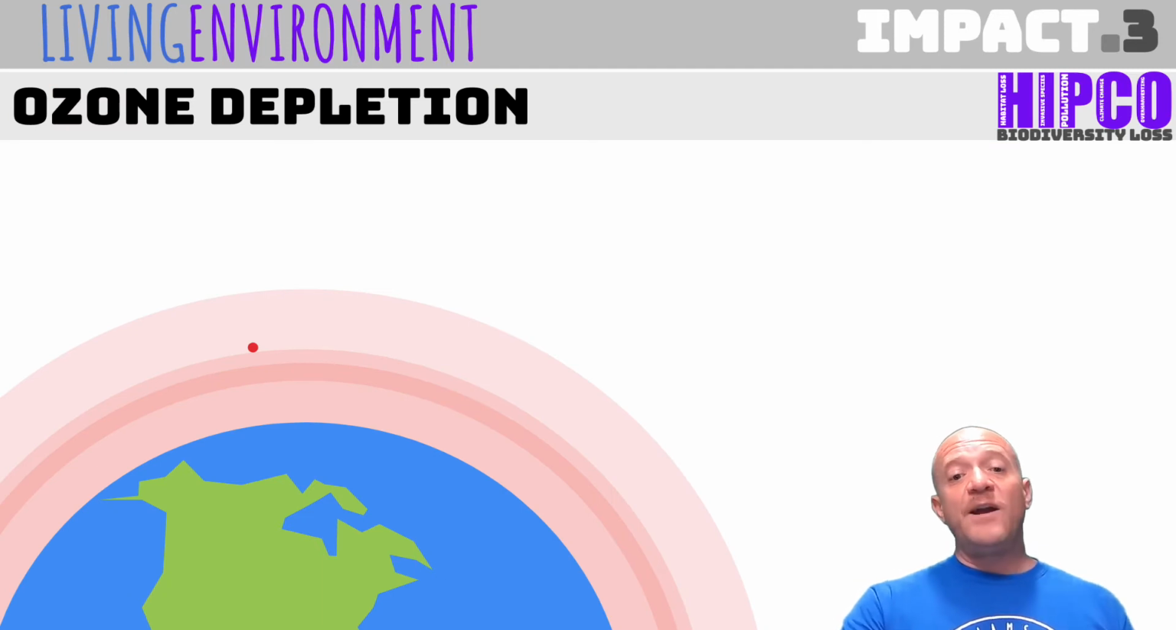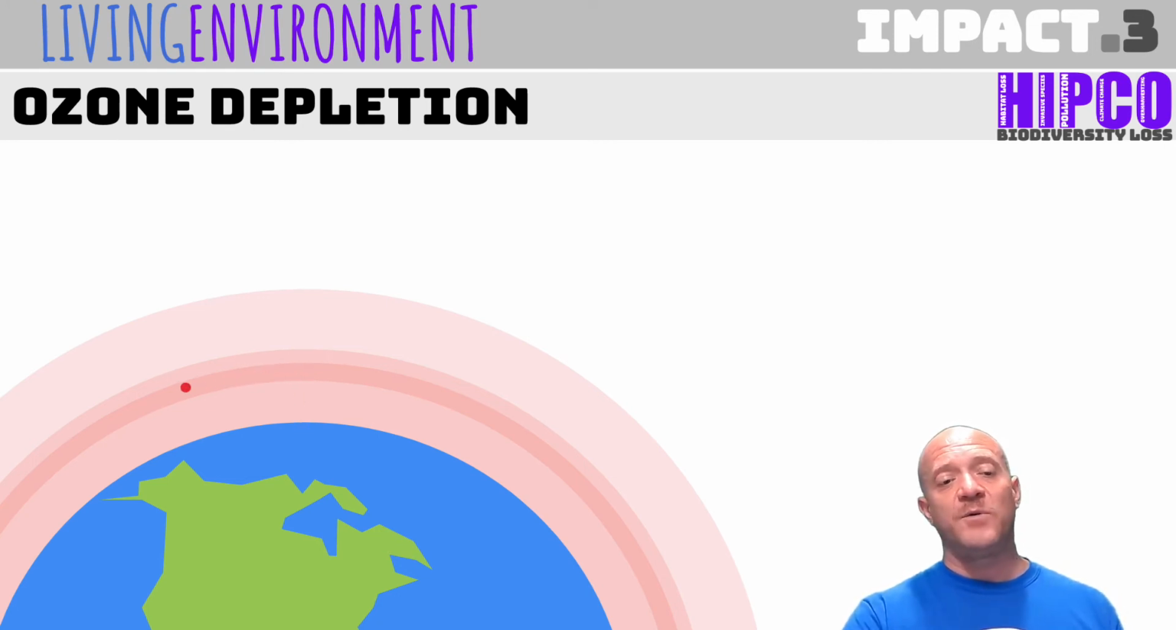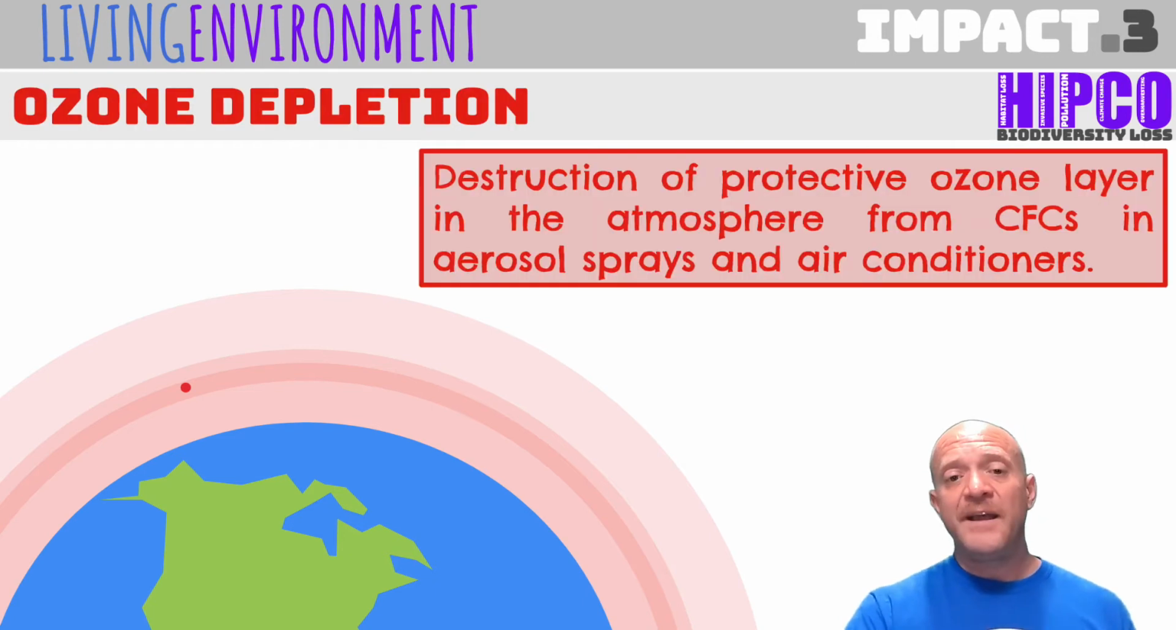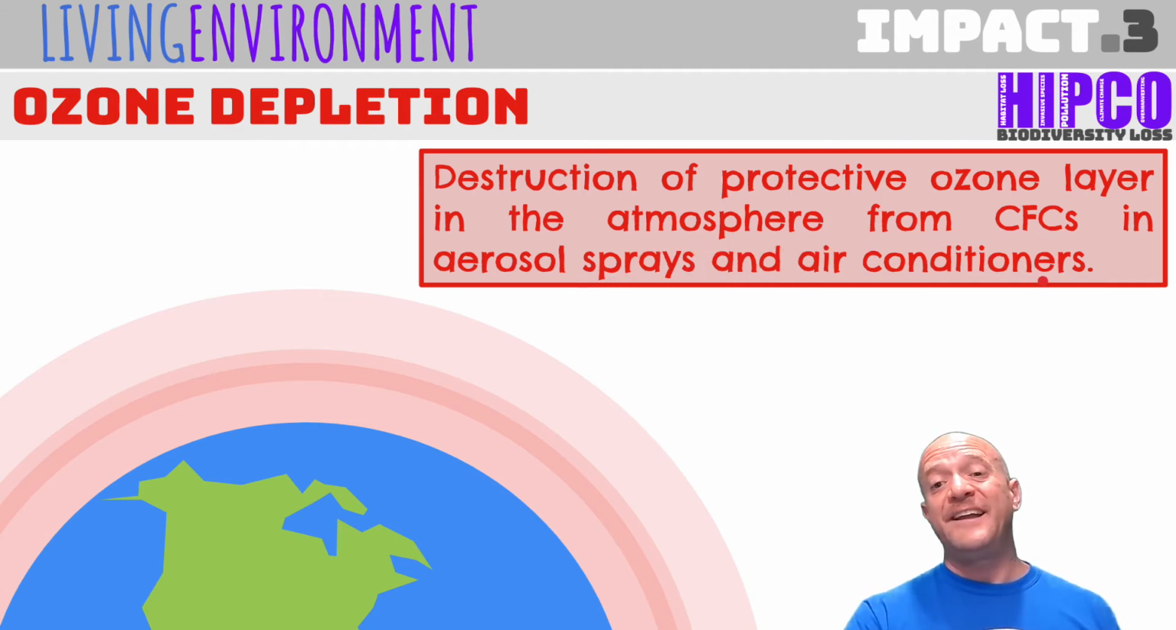Next, we'll talk about ozone depletion. There are different layers of the atmosphere, and there is a layer in the stratosphere called the ozone layer. And ozone is simply O3, three oxygen atoms. Ozone depletion is the destruction of this protective ozone layer in the atmosphere from CFCs, chlorofluorocarbons. Don't worry, you don't have to know it. It's found in aerosol sprays and air conditioners.